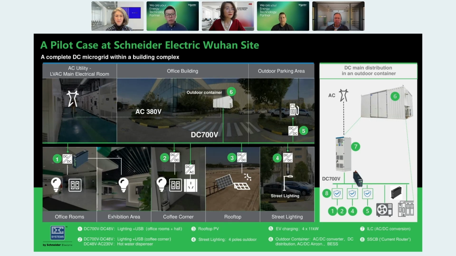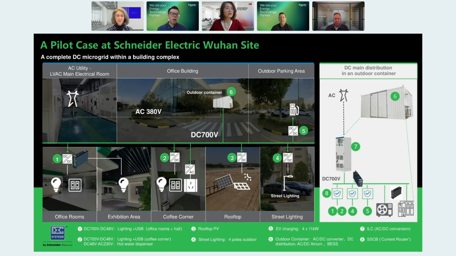Down there you see pictures of actual rooms in a typical building environment. We have office rooms, exhibition halls, and even a recreation area, a small coffee corner. And along the parking area along the streets, there's a around 100 to 200 meter pedestrian walk. There is street lighting also.